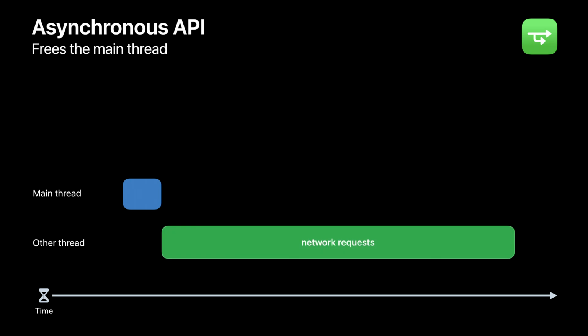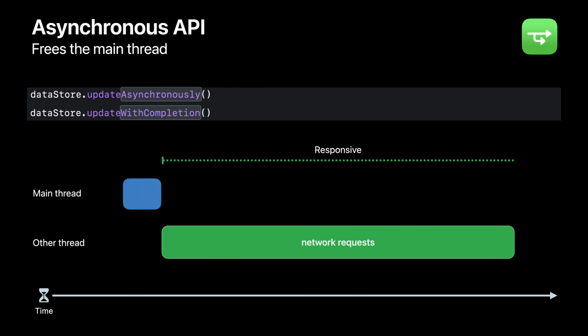The most straightforward way to perform asynchronous operations from the main thread is to use asynchronous counterparts of synchronous APIs. Let's take networking as an example. By using async NSURL counterparts to synchronous networking APIs, apps will be responsive. Asynchronous APIs are often indicated by the word asynchronously or the presence of a completion handler in the method name.